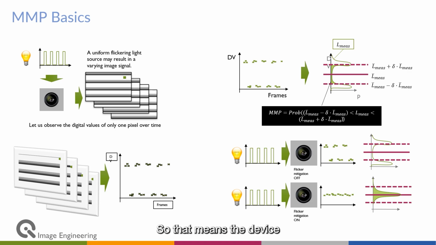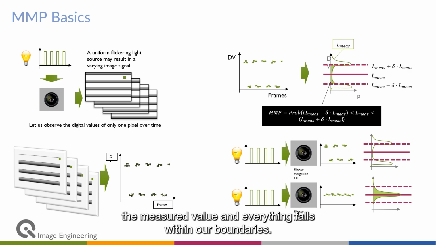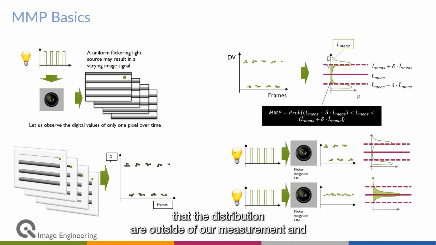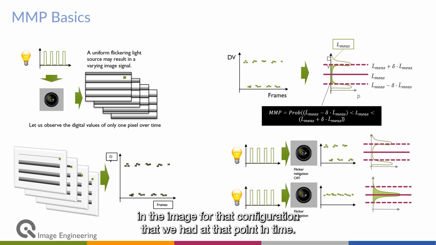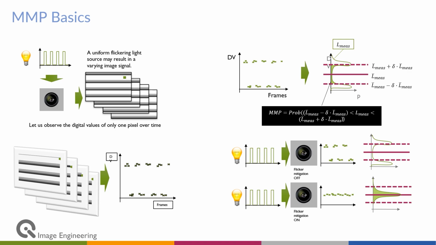So for a device that has good flicker mitigation or does not show flicker at all, we will have the distribution just around the measured value and everything falls within our boundaries. But as soon as we have the flicker mitigation off, the distributions fall outside of our boundaries, and that means we get a lower score for MMP and an indicator that we have flicker in the image, for that configuration that we had at that point in time, so for the frequency, the duty cycle and the phase at which we measured.